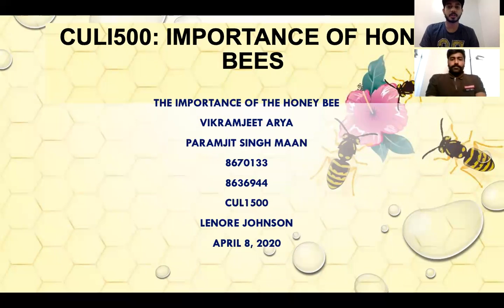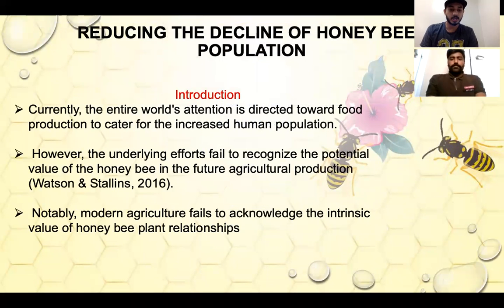Today we'll be talking about the importance of honeybee. Initially, I would like to talk about the species of honeybees. There are a total of 44 species of honeybee, and unfortunately not all of them can produce honey and not all of them can be domesticated. Very few of them, if we talk in a ratio, half of them can produce honey and can be domesticated.